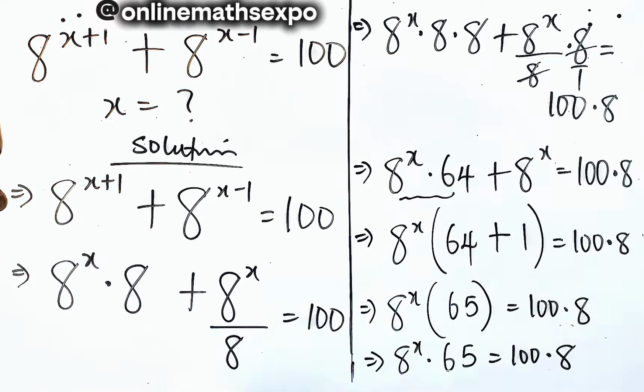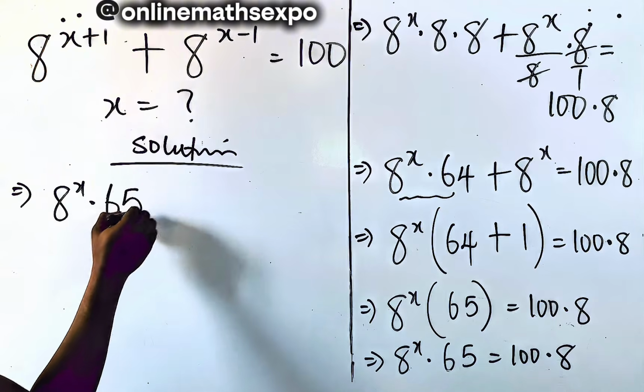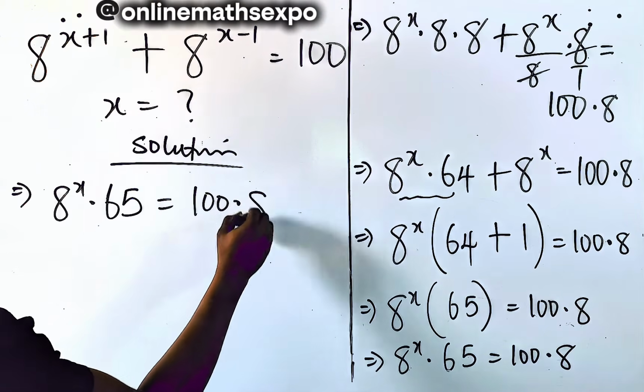Let's do this again to have. So from here, we now have a to the power of x multiplied by 65 is 100 multiplied by 8.